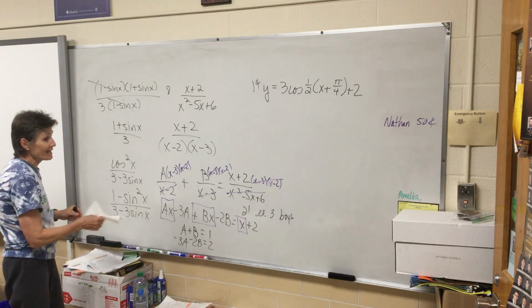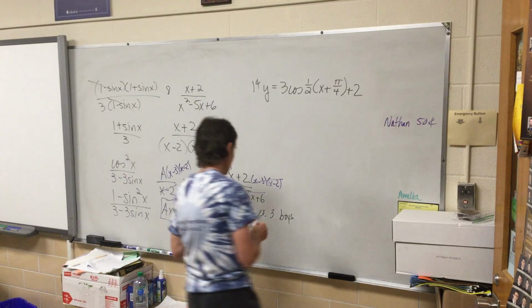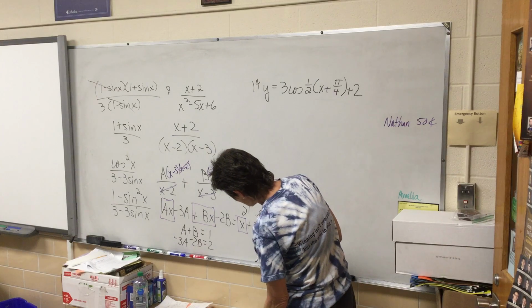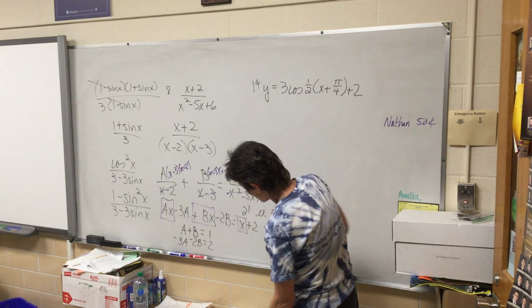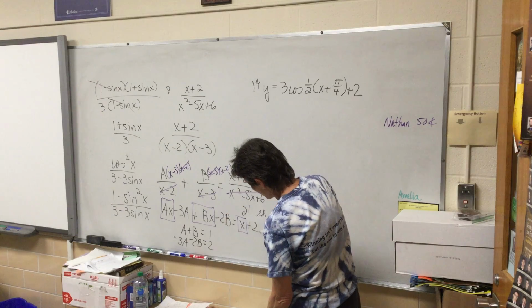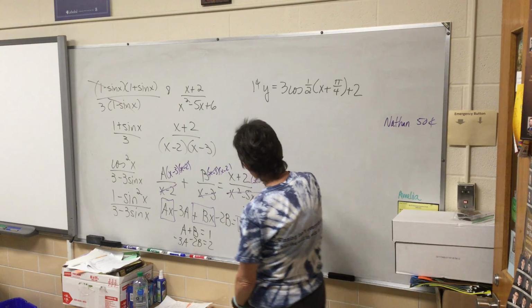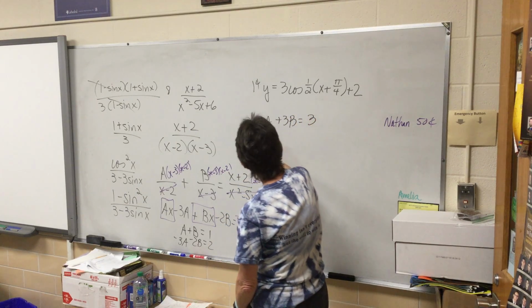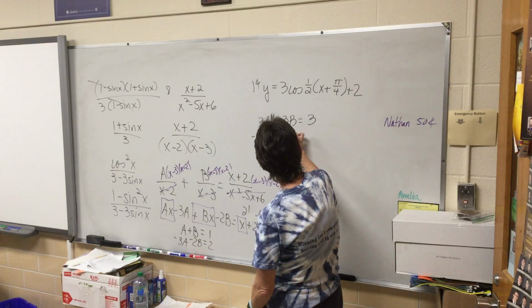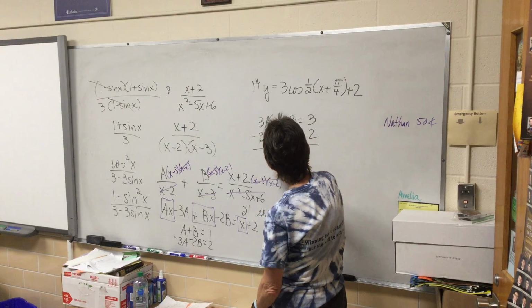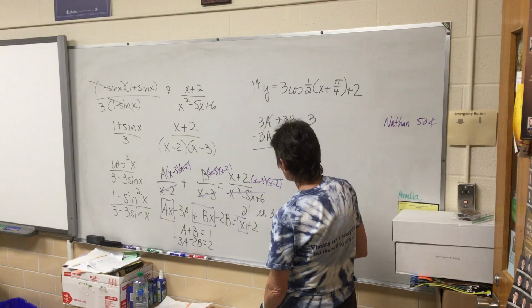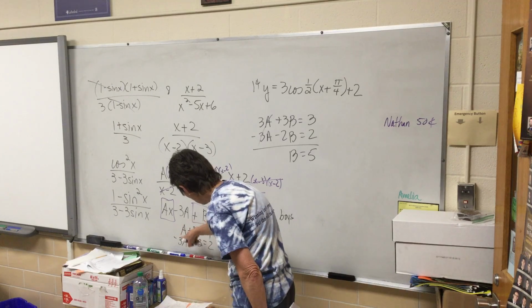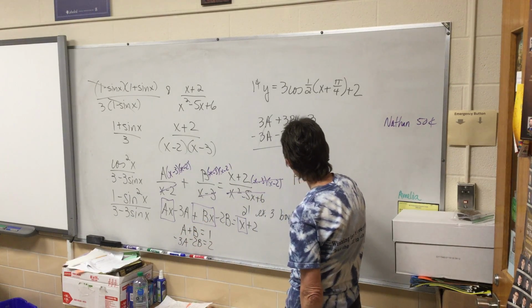So now I have a nice little system of equations, and I'm going to solve that using elimination. You can do substitution if you wish, or Cramer's rule, whatever you want to do. I'm just going to multiply the top row by 3, so I have 3a plus 3b equals 3. And negative 3a minus 2b equals 2. So b equals 5. And it looks like if b is 5, plugging back in, a would have to be negative 4.